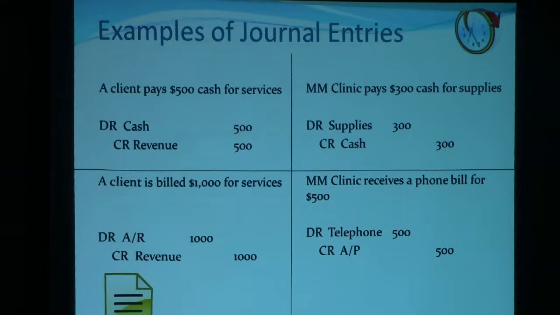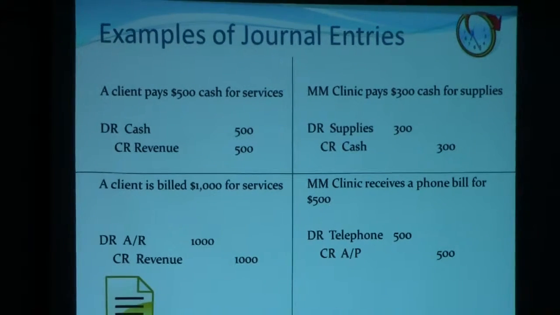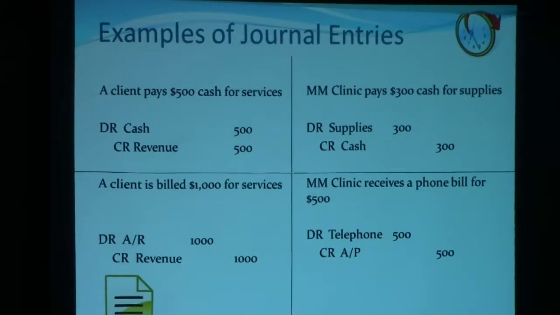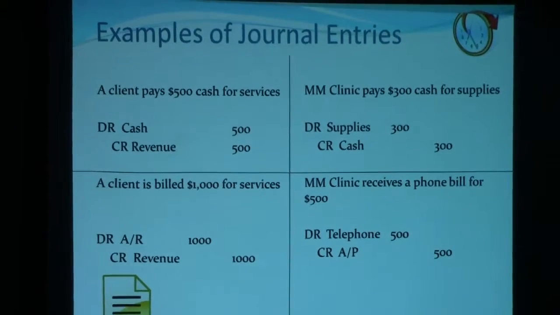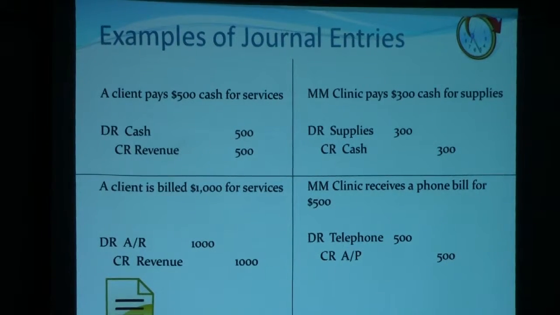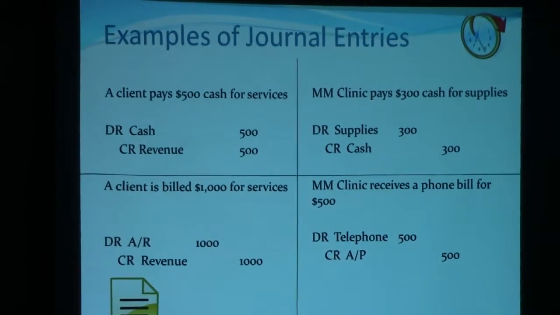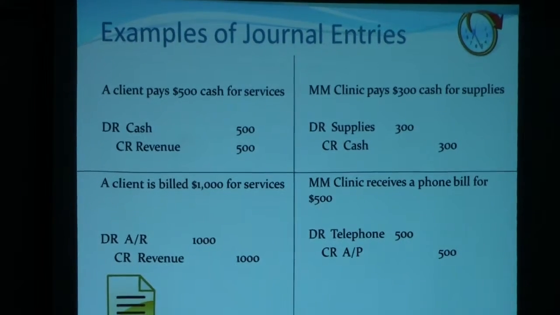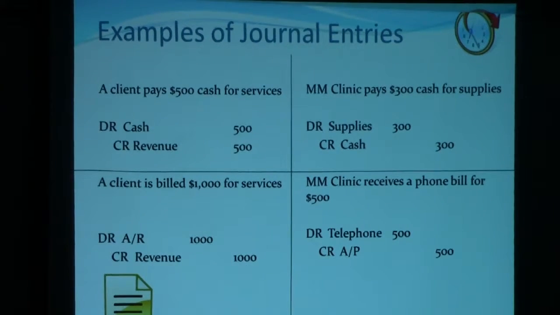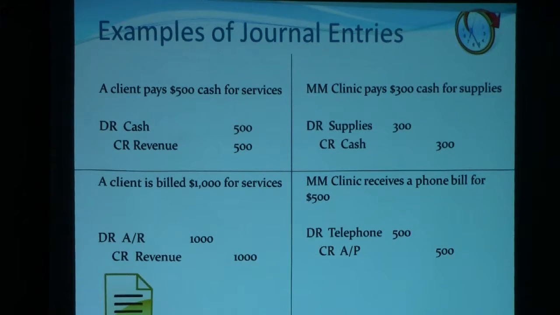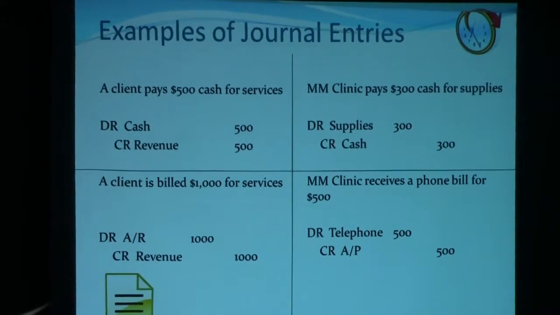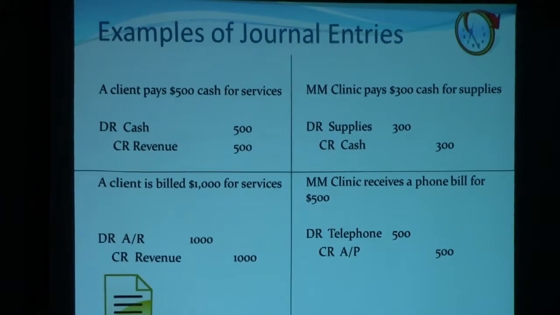Just to reiterate again, if a client pays $500 cash for services, you're looking at debit cash, credit revenue. If a client is billed $1,000 for services, you're looking at debit accounts receivable. AR stands for accounts receivable, as you know, and credit revenue 1,000. So you see how the amounts are indented, and the accounts also represent the first, there is the debit account, and then the credit accounts follow.